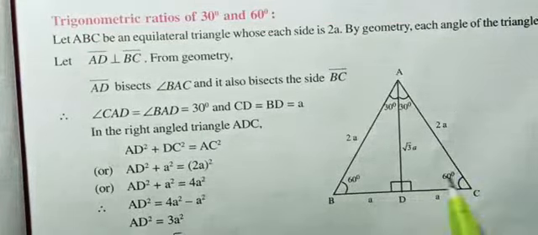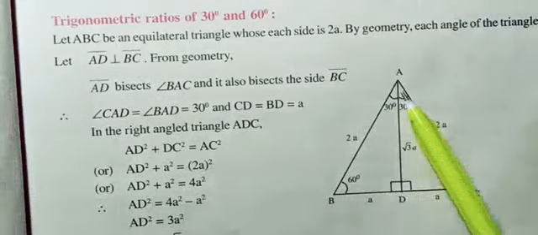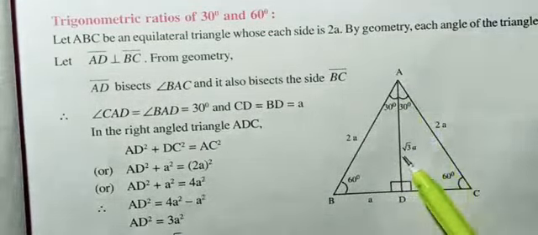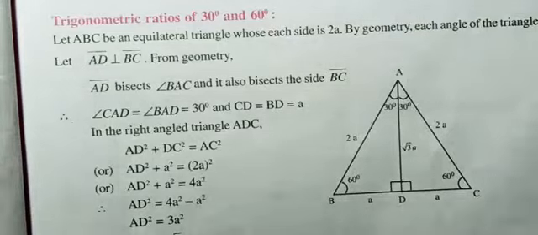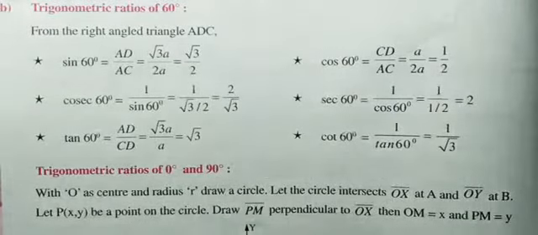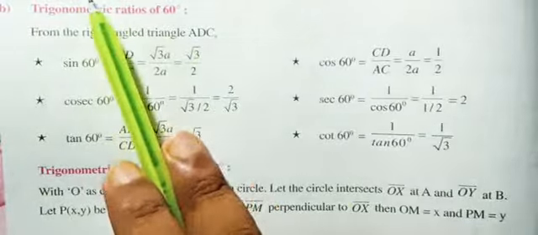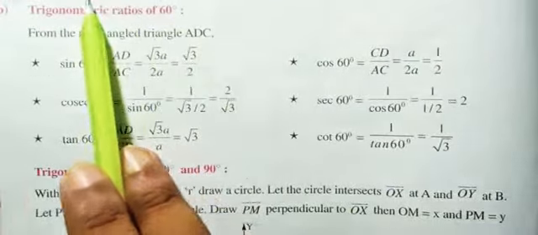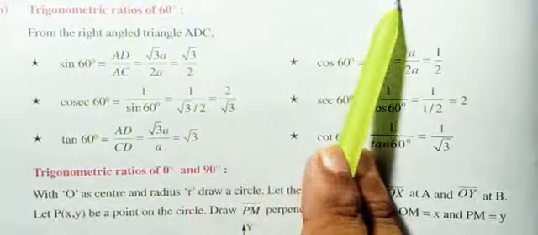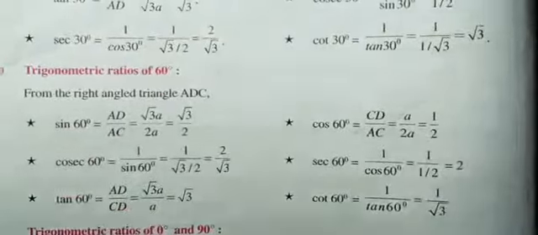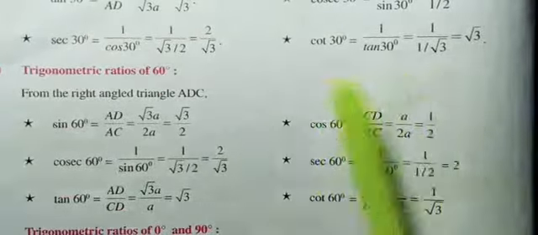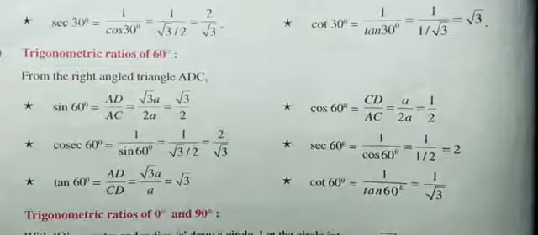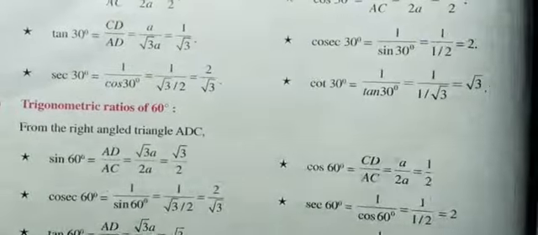Viewers, we are considering the triangle ADC. The height is root 3A, the base is A, and the hypotenuse is equal to 2A. So here similarly, tan 30 is equal to this, and sec 30 is equal to this. We can compute that. Cot 30 is equal to this. Hope you understand that.